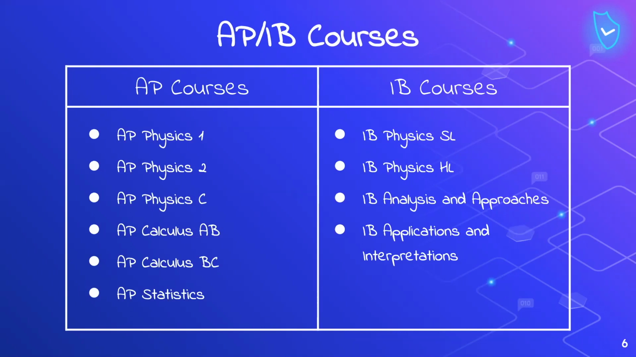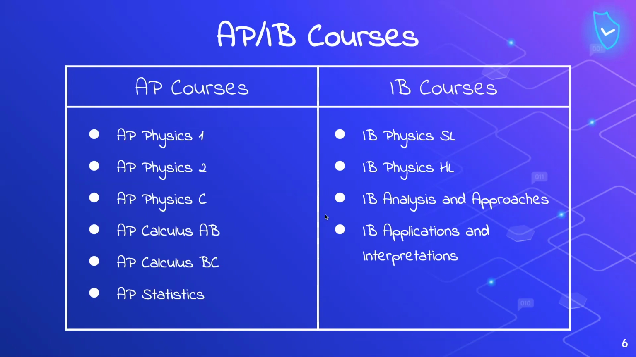For our AP versus IB courses, these are some STEM courses. When we say STEM, we mean science, technology, engineering, and math, which can help you with computer science. On the left side, we have our AP courses: AP Physics 1, AP Physics 2, AP Physics C, AP Calculus AB, AP Calculus BC, and AP Statistics. The top three are physics courses, and the bottom three are AP math courses. On the right side, we have our two IB physics courses: IB Physics SL, the one-year physics course, and IB Physics HL, if you decide to do another year of physics. You must have taken the SL course before the HL course.